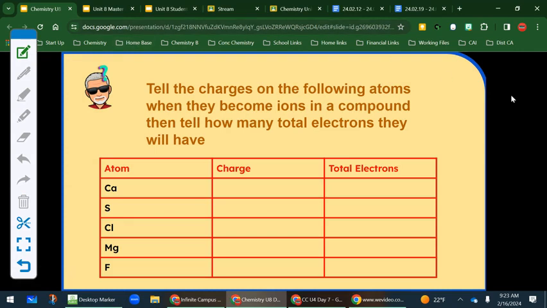So here's what I want you to do now. This is an atom, calcium. We have taught you that calcium is in a certain part of the periodic table. So when calcium goes into a compound, it will have a certain charge to it. I want you to tell me what charge each of those atoms would have when they go into a compound, when they become part of a compound. What will their charge be?